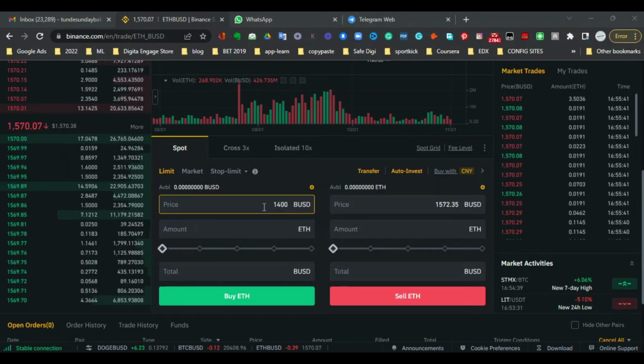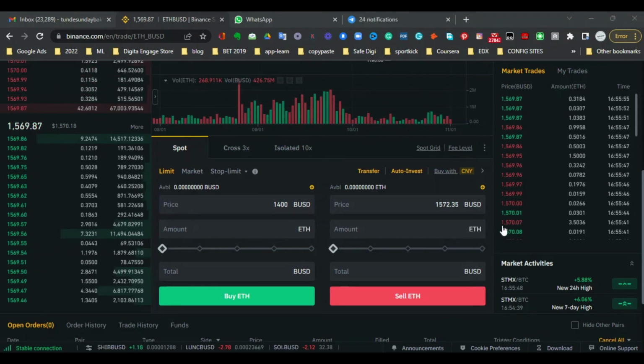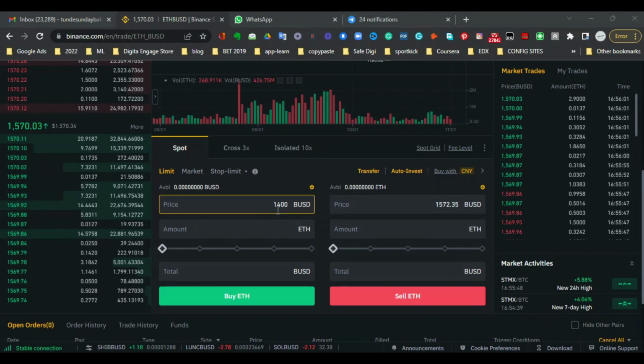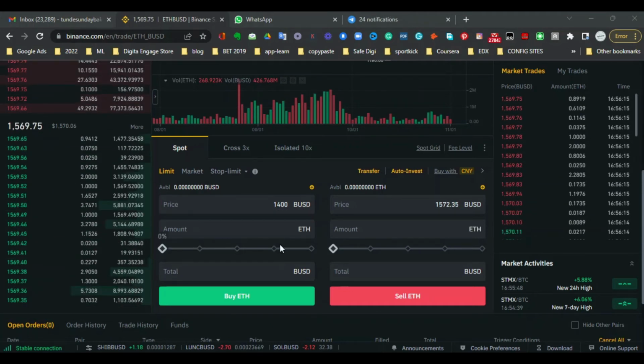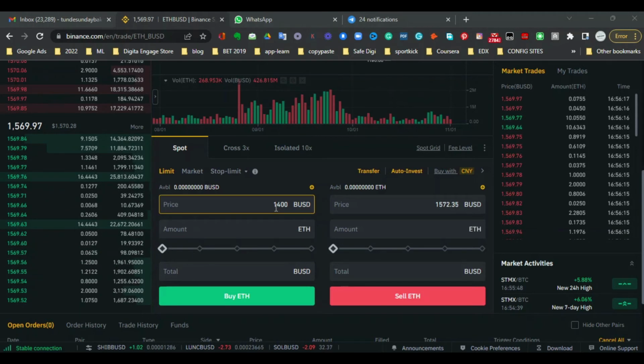What this is saying is that the price of a buy limit order must be lower than the current price. The current price is 1,570, and I'm placing my buy limit order at 1,400 USD. So the price must hit 1,400 before my order can be triggered.